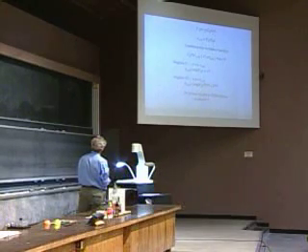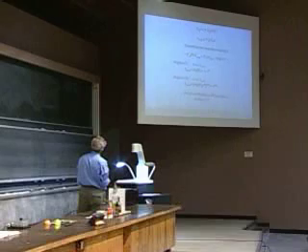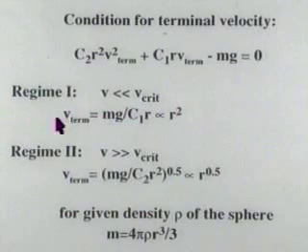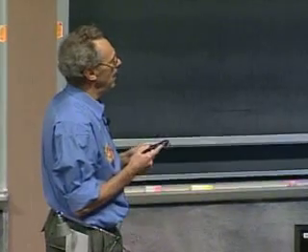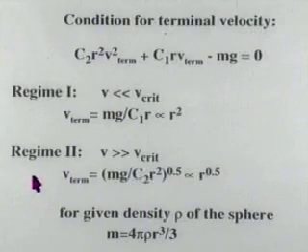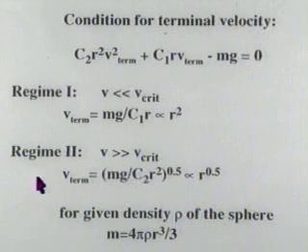Then you see the condition here, which I called equation 1 for terminal speed. And then we have regime 1, whereby the speed is way less than the critical speed, and then you get the terminal velocity, as you see on the blackboard, which then is proportional to r squared, if you only look at objects which have a particular given density. And if the speed is way larger than the critical speed, you are in regime 2, and then you have a dependence with the square root of r.